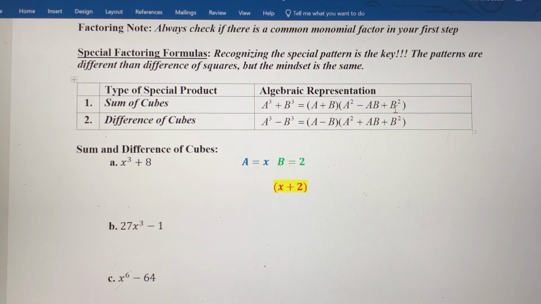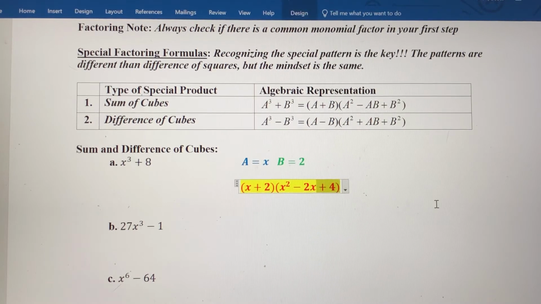Remember, our trinomial is going to come from these values in this binomial. So the first thing I want to do is I want to square this first term, this x. So my first term in my trinomial is going to be x squared. Second term in the trinomial, I'm going to multiply these two terms together. That gives me 2x, and I'm going to change the sign, make it negative, so negative 2x. And then the last term of my trinomial is I'm going to square b here, square the last term. 2 squared is 4. I can't factor either of these, so this is the complete factorization using the pattern for sum of cubes, okay? And that's it.